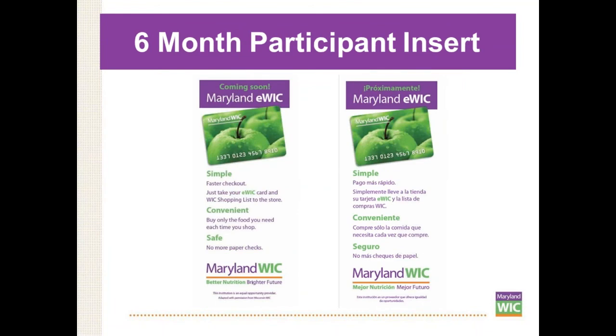Next, we have 6-month participant inserts, which will be given out 6 months prior to rollout or implementation. These inserts are in English and Spanish. The 6-month insert just says we're getting ready for eWIC. It's simple. There's faster checkout, same information from the poster. Take your card and your shopping list with you. It's convenient. You buy the food you need each time you shop, and it's safe. There's no more paper checks. So this is just to let our participants know that we are getting ready to go into the electronic world. You will receive more information from your coordinator about the inserts.